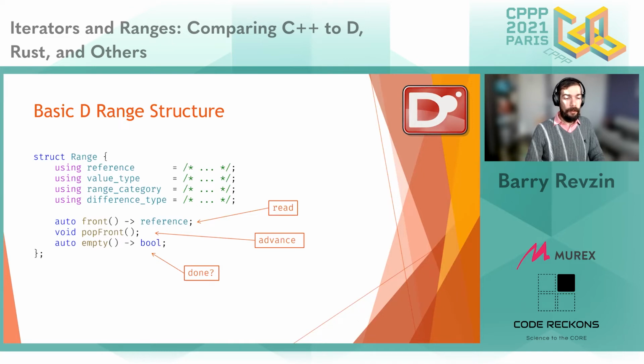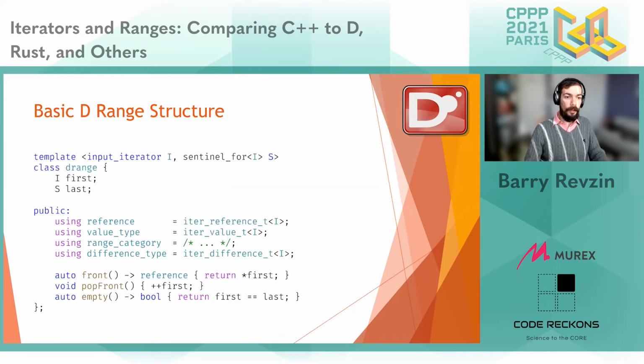Note that none of these operations are const. There's no such thing as a const iterable D range because it's the range itself that's consumed. And so there's no real benefit to making any of these const. We only have one type, it's just the range, and we just have these 3 functions. There's no additional stuff that we have to provide.